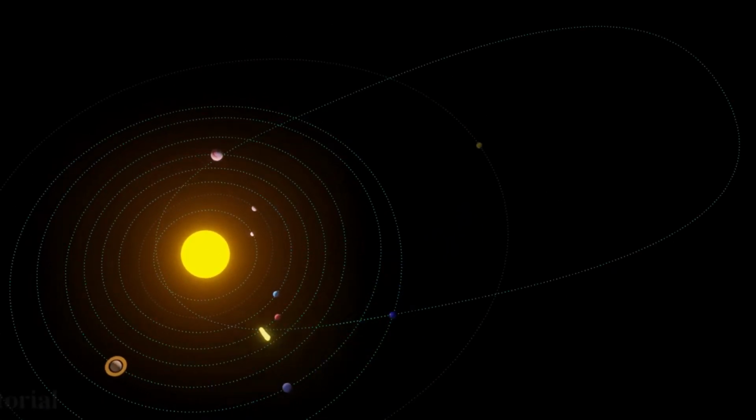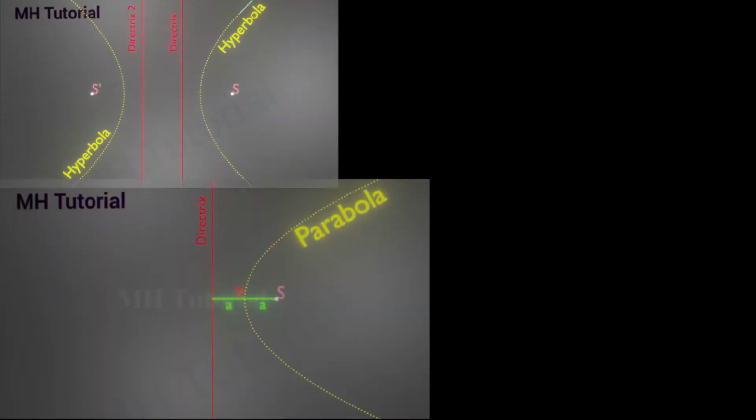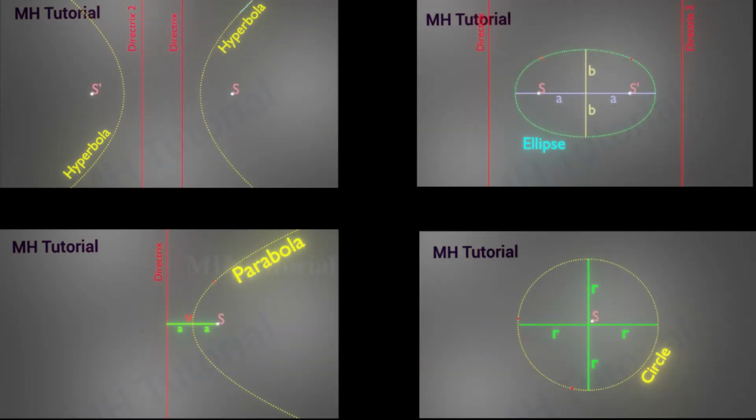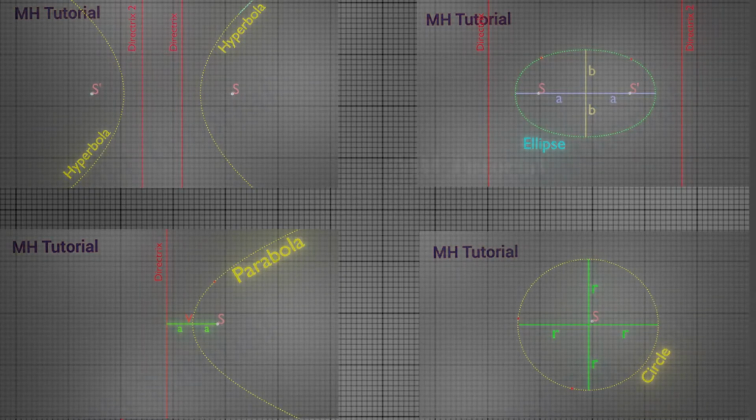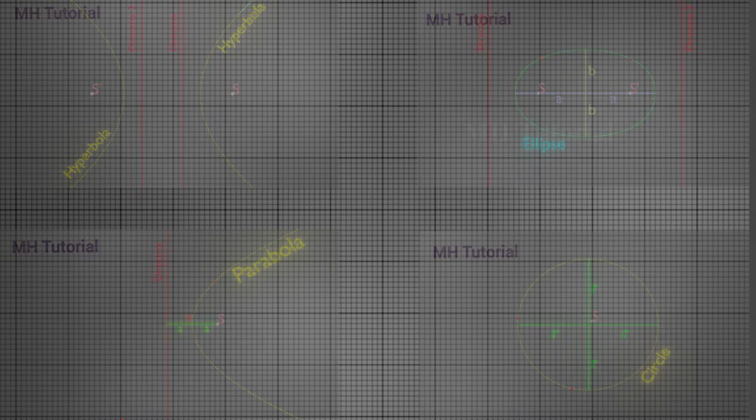In this 3D animated tutorial, you will learn all these answers and concepts. Hyperbola, parabola, ellipse, circle, etc. are based on a same concept, but with slightly different parametric values. To define any one of them, you need to consider three basic things.